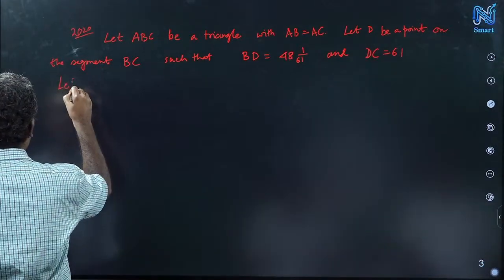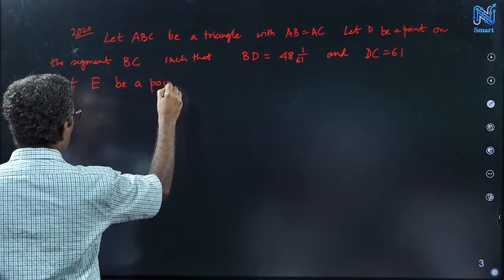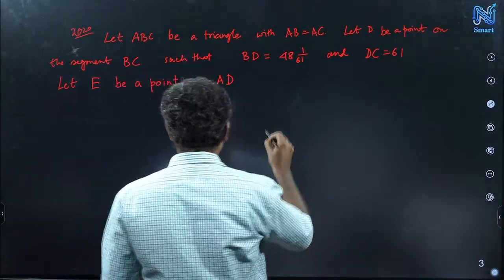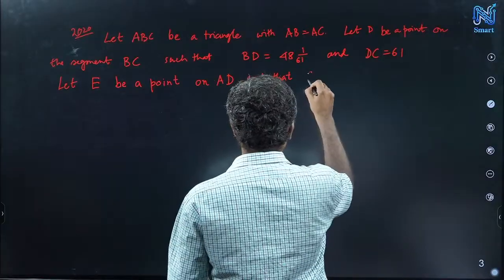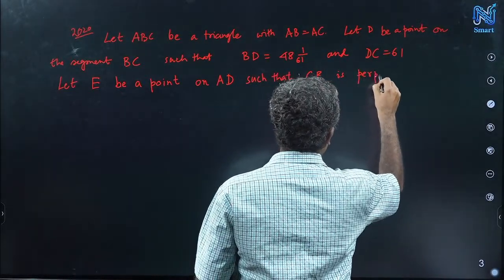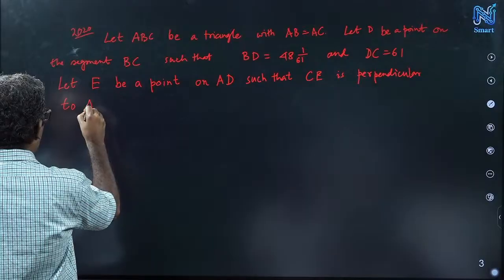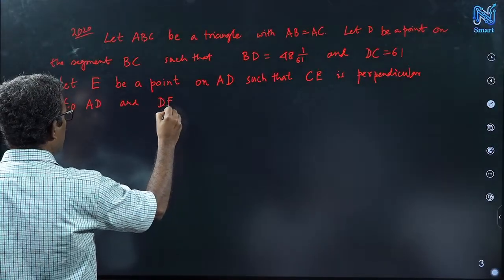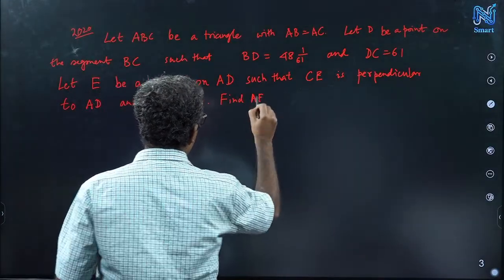Now let E be a point on AD such that CE is perpendicular to AD. And DE is 11. Then find AE.